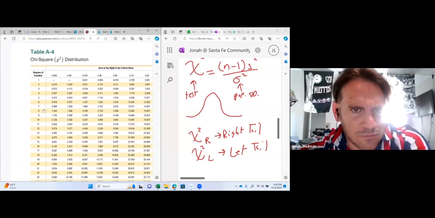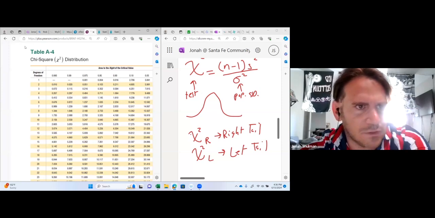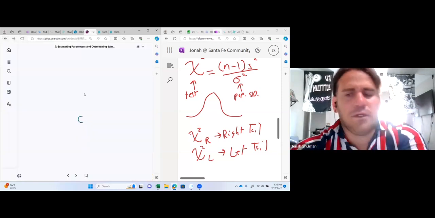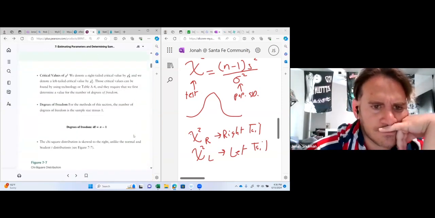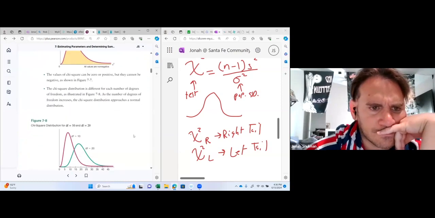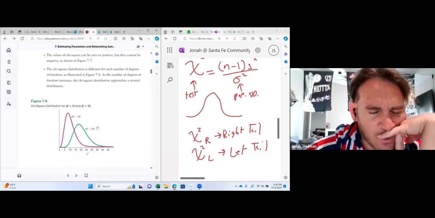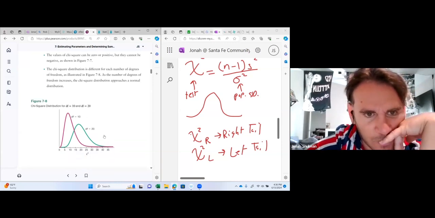Notice we've got degrees of freedom, and then we have our confidence interval. All right. Chi-squared, degrees of freedom for 10 and for 20. Notice that it gets more normal with the more degrees of freedom given.